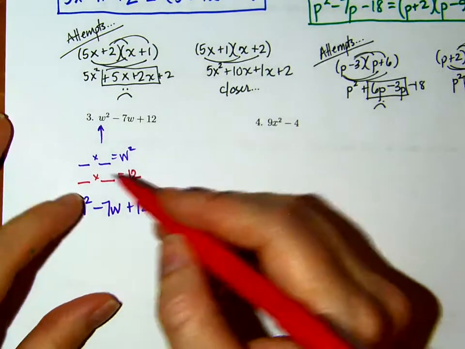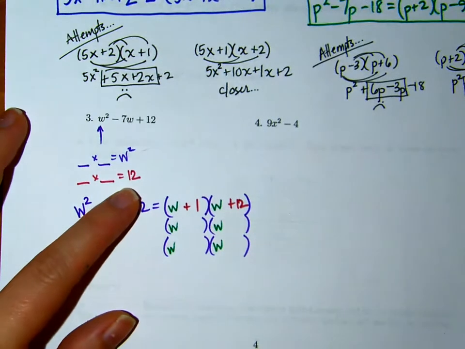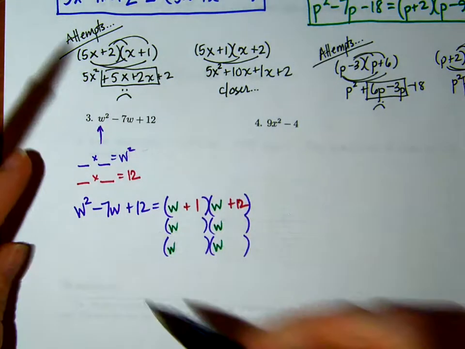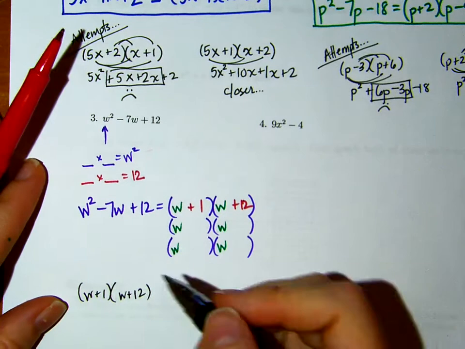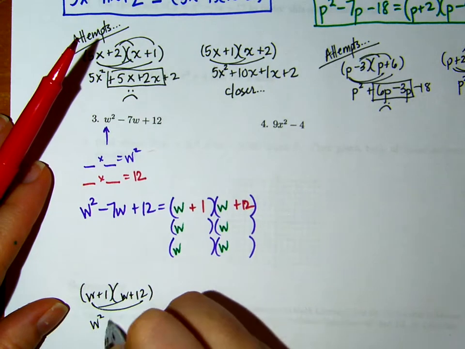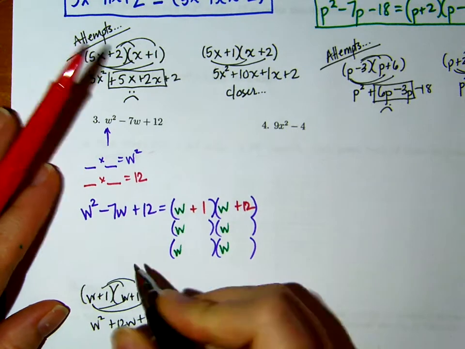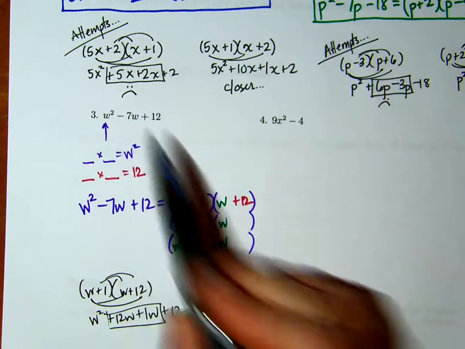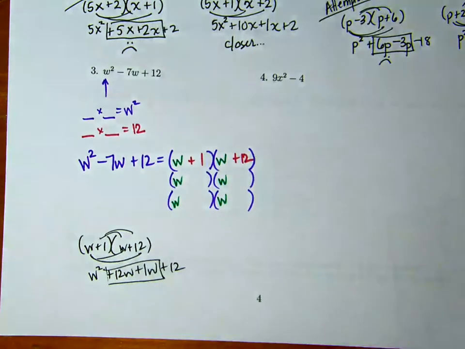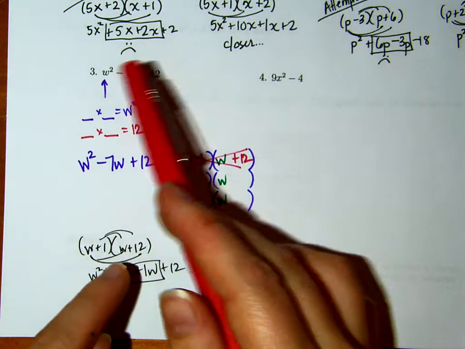Yeah? Okay. What by what makes 12? Well, 1 by 12 makes 12. So let's check it. Okay. W squared plus 12 W's plus 1 W's plus 12. That's a lot of positivity, and we need negative, and that's 13 of them. So this is way off. Okay, too much positivity. We're going to need some negative, because otherwise we're just adding and we'll never get to -7.